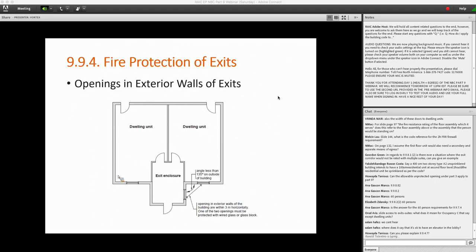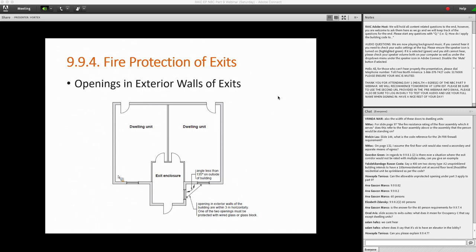So I'll give you an example. For instance, there may be situations whereby you cannot achieve the 45-meter travel distance. For instance, in a sprinkled floor area where you cannot achieve a required 45-meter travel distance to an exit stair.